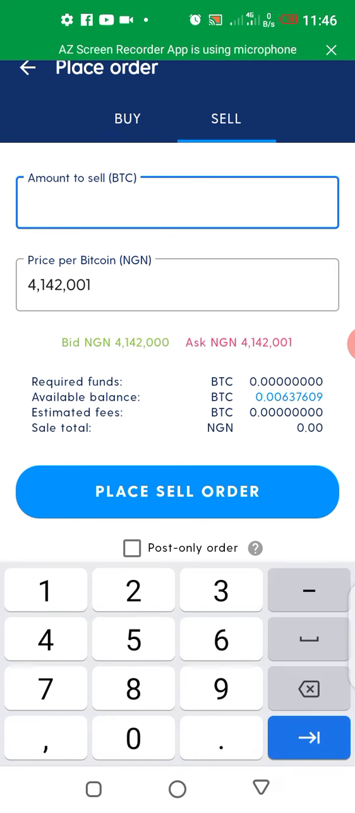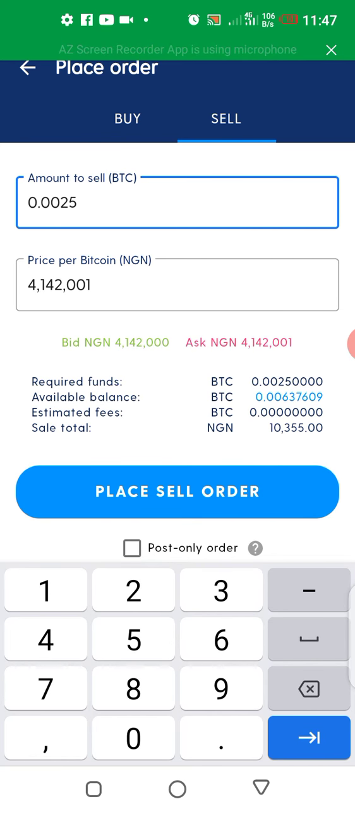Then you enter the amount of BTC you want to sell. Let's say you want to sell 0.0025 Bitcoin, which should give you around 10,355 naira on the current price. Look at the amount here, the lowest amount here by your right hand side. So that is it. Using this exchange, you are now selling at zero fees. Look at the estimated fees is zero.